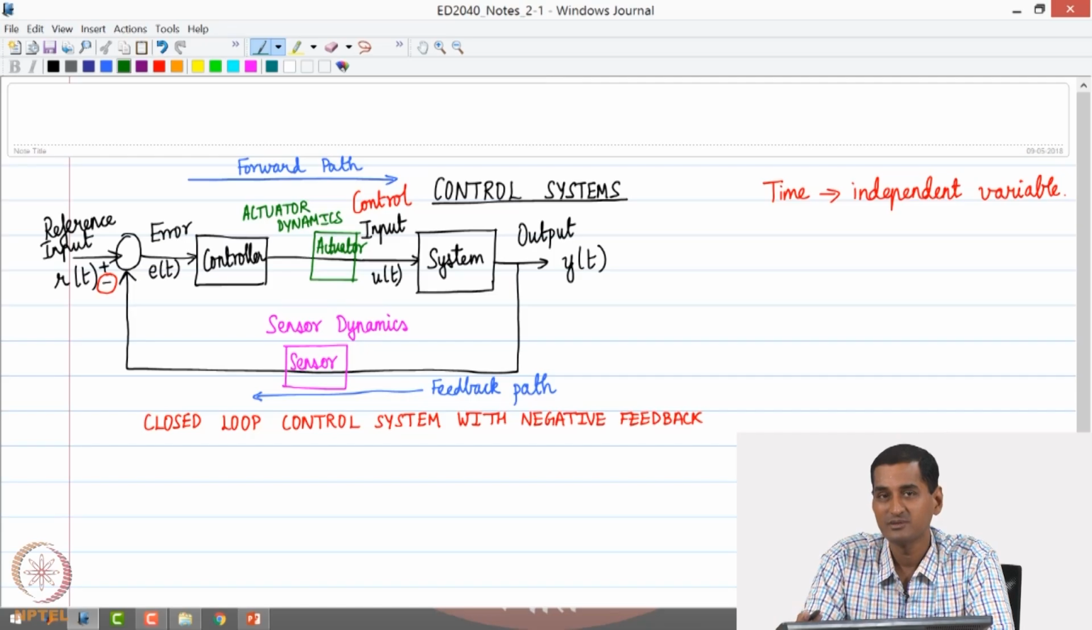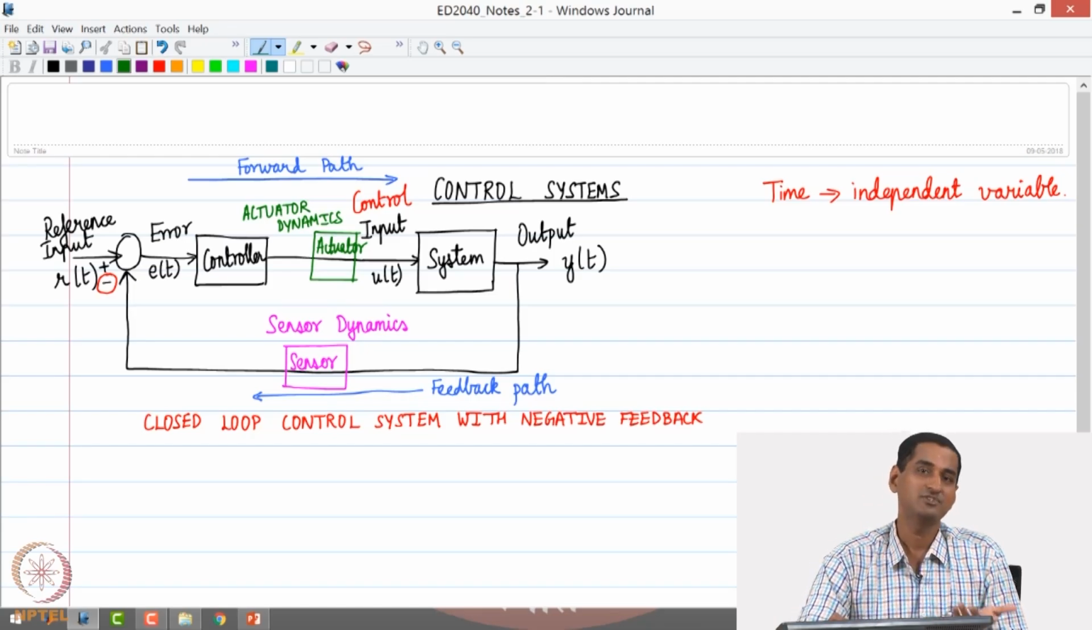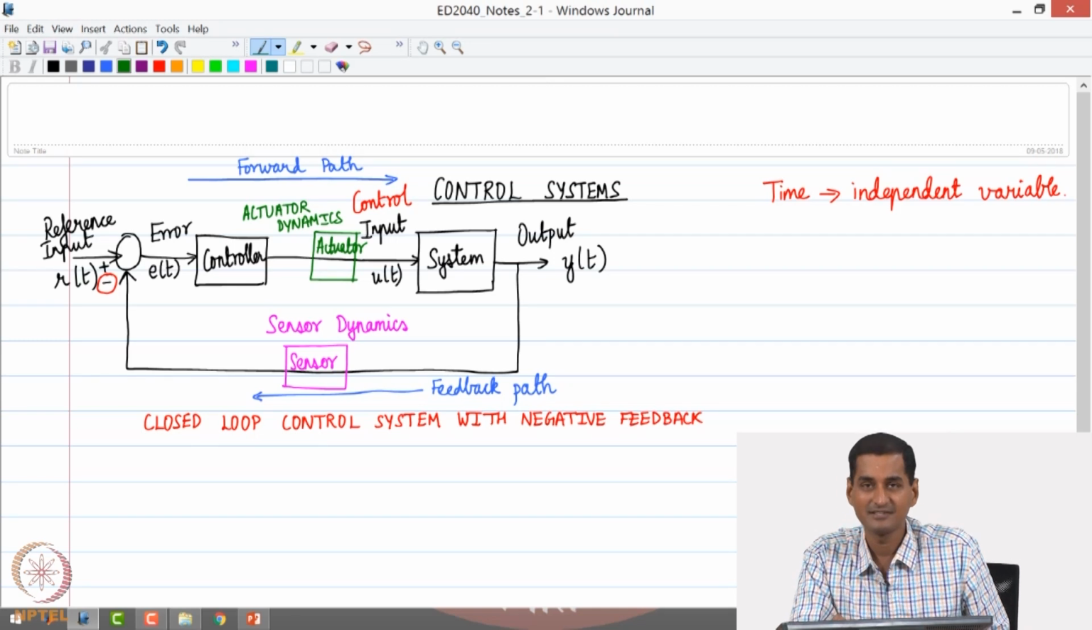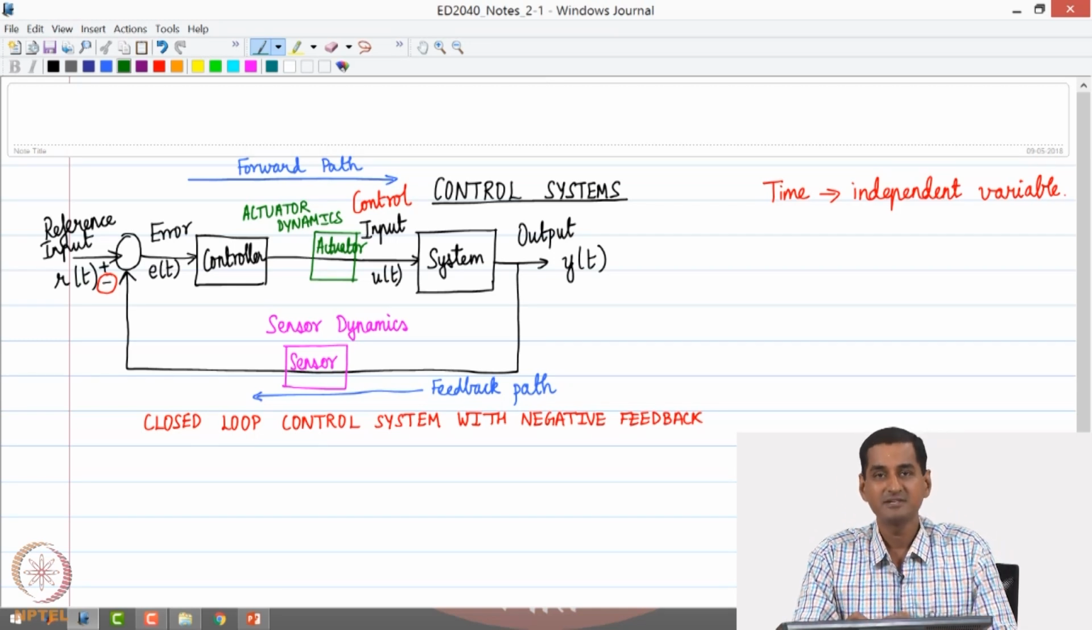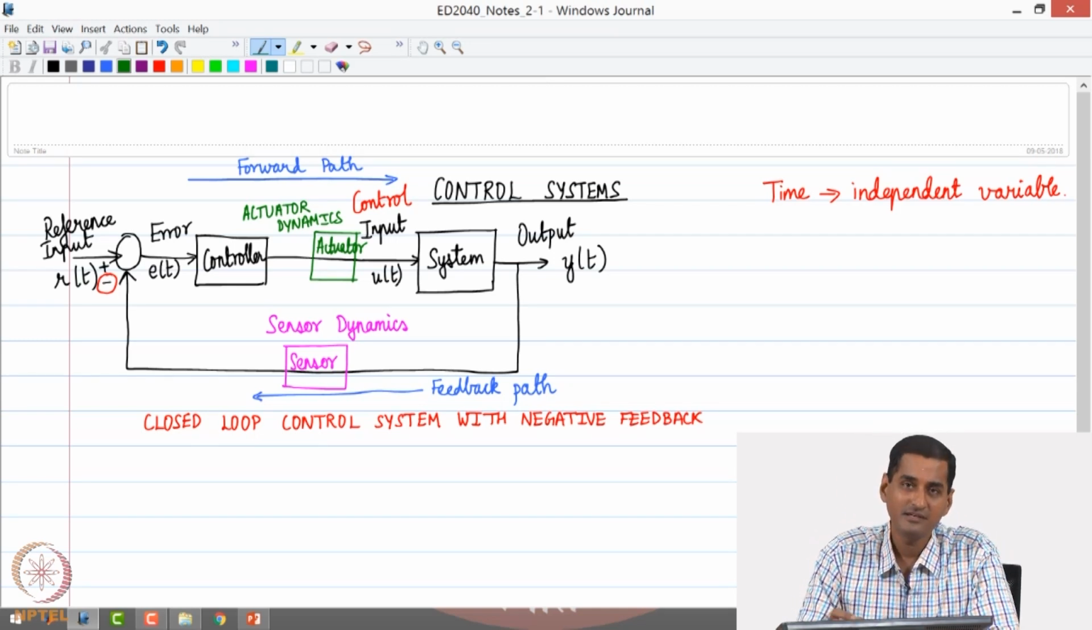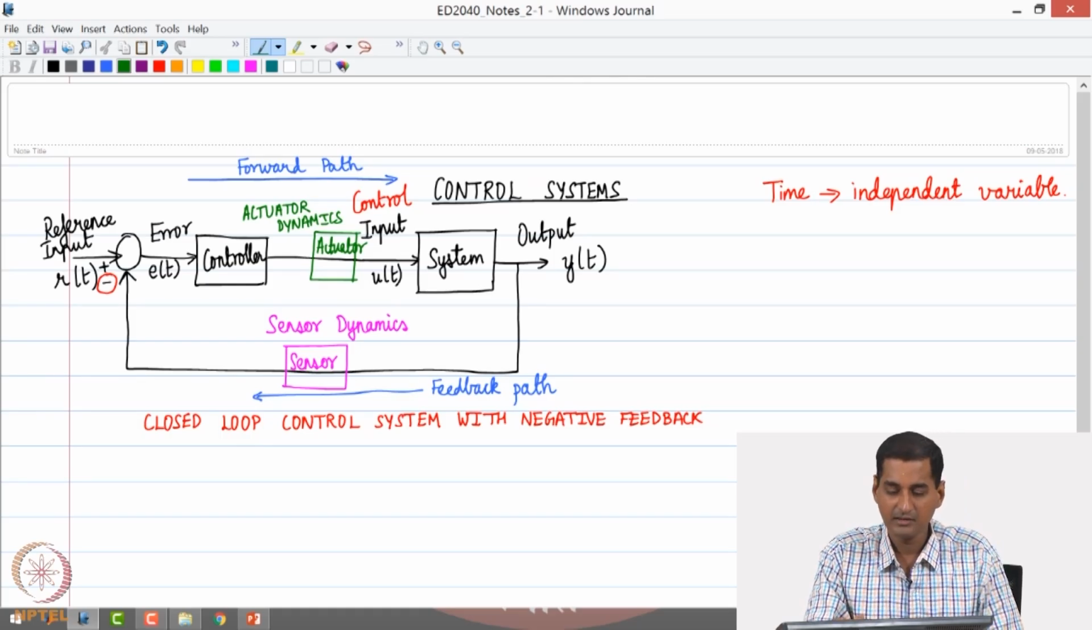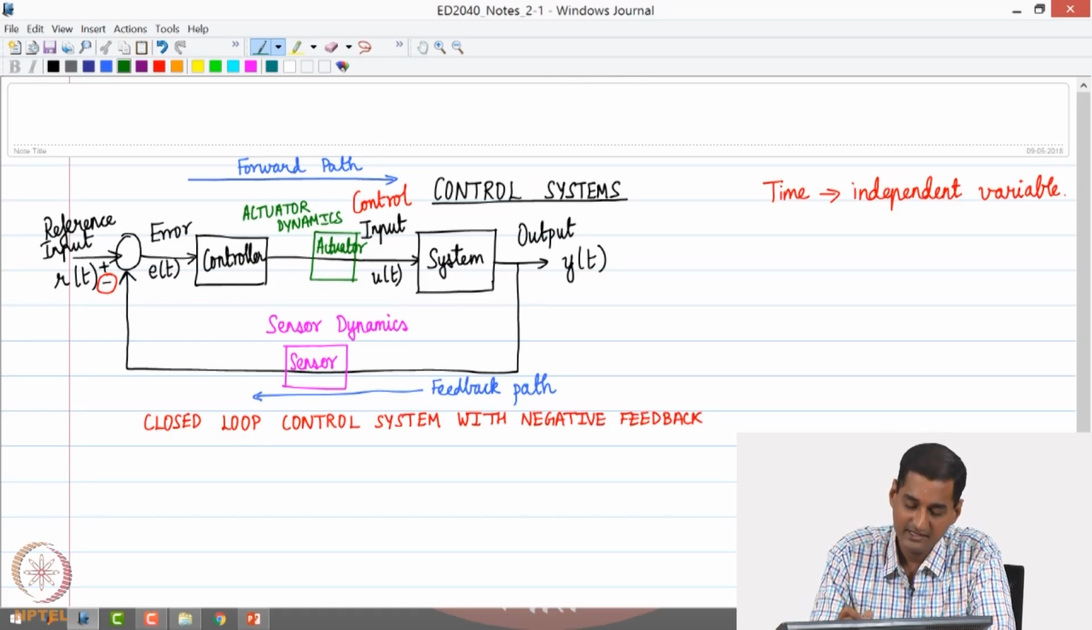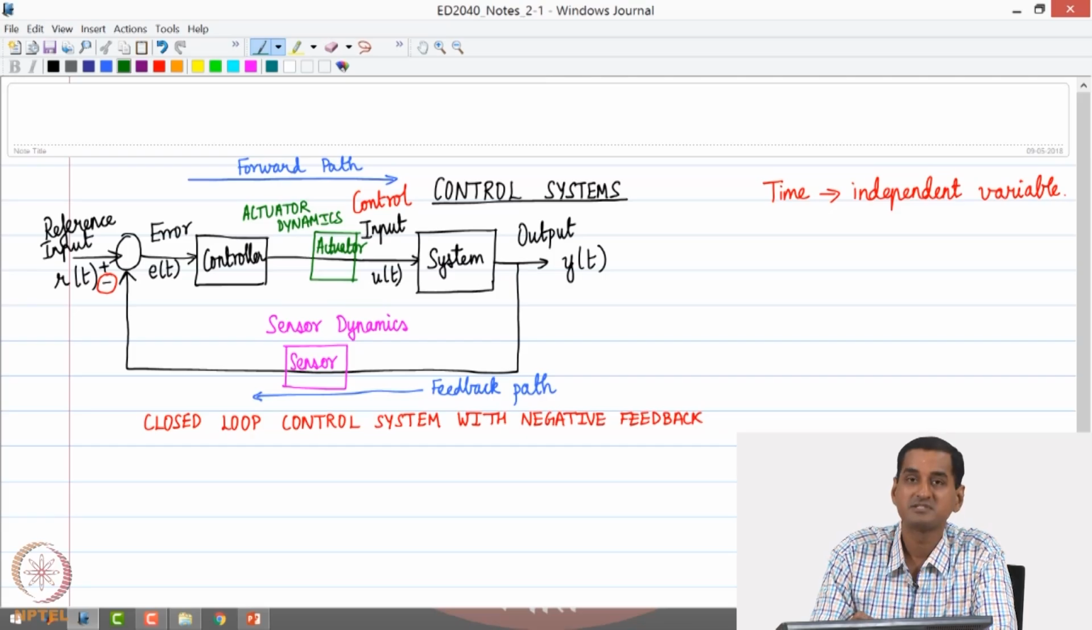One can neglect actuator dynamics. On the other hand, let us say the system responds in a matter of seconds and the actuator also responds in a matter of seconds, right, then we need to consider actuator dynamics while modeling the entire closed loop control system. Okay. So, that is something which we should realize. So, sensor dynamics and actuator dynamics become important when we design these closed loop control systems for real world applications.